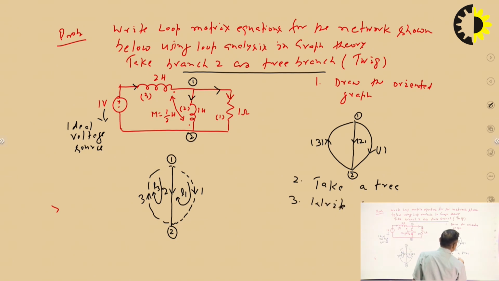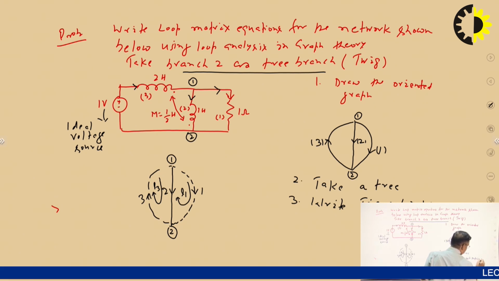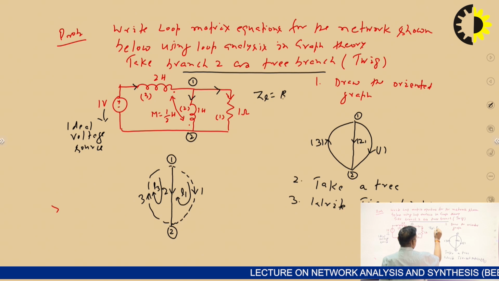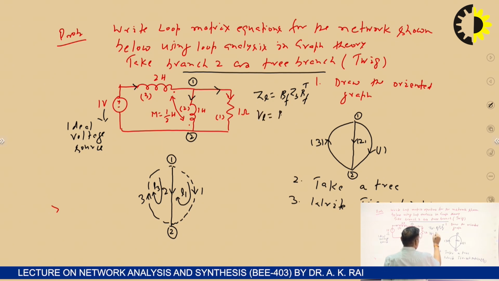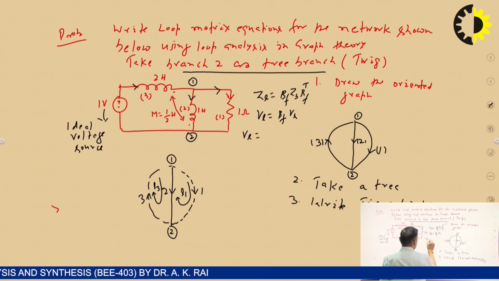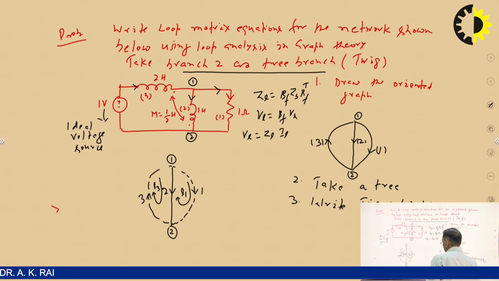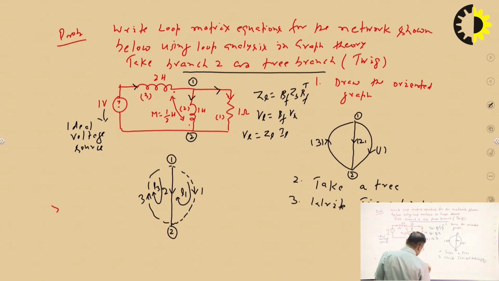Now the third step is to write the Tieset matrix. Why are we taking the Tieset matrix? Because we have to find ZL, which is equal to the Tieset matrix times ZB times the Tieset matrix transpose, and VL is equal to the Tieset matrix times VS. So VL is equal to ZL IL. This we have to get. So now we have to write the Tieset matrix.